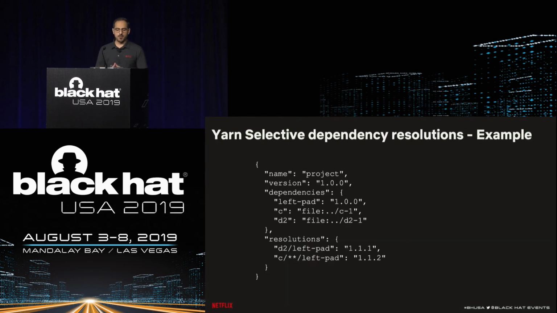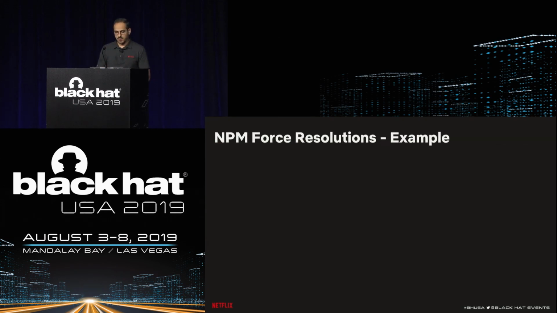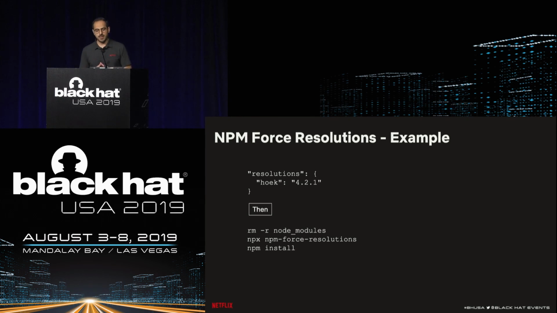You can do the same with Yarn using selective dependency resolution, where you can define custom package versions inside your dependency through a resolutions field in your package.json. You can also do the same with npm. You can define your resolutions, and then you can enforce it, so it can pull the specific version you're looking for.